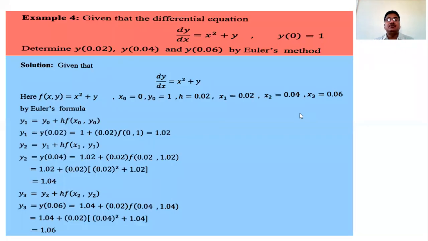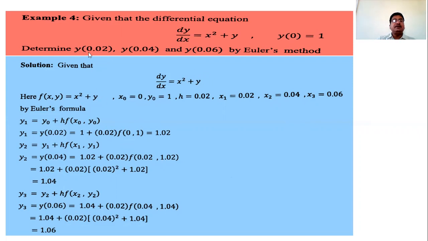Next example on Euler's method. Given that the differential equation is dy by dx is equal to x square plus y, y(0) is 1. That is, y is 1 if x is 0, which means y0 is 1 and x0 is 0. And dy by dx is x square plus y, which means this x square plus y is f(x, y).